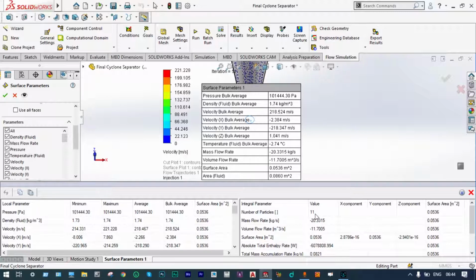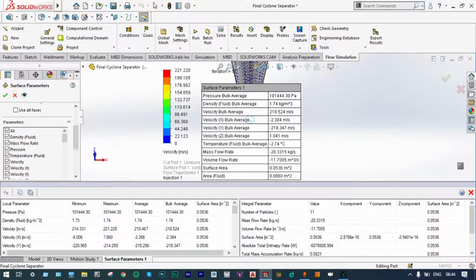And maximum particles are going out. That means 89 numbers of particles are moving out from the top exit, right? Next to that, we'll change the diameter of this input variable and see the behavior.